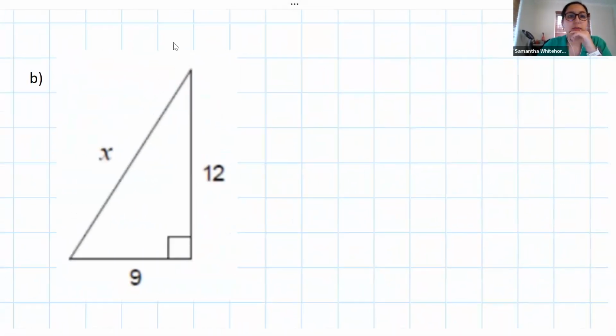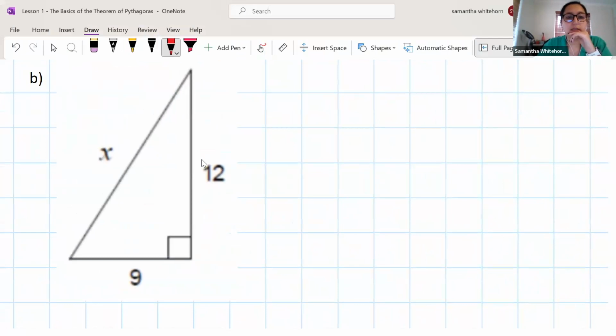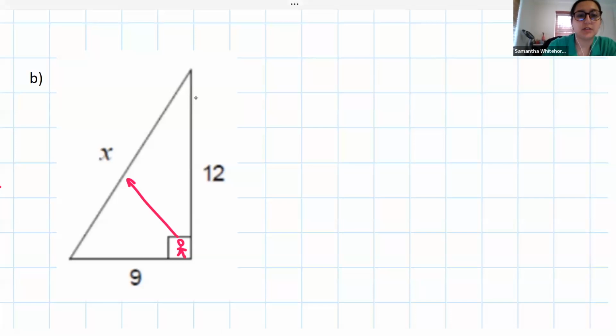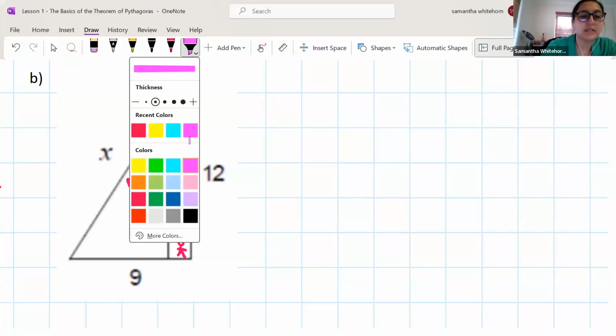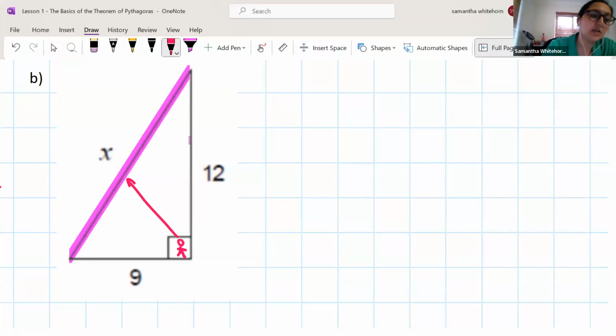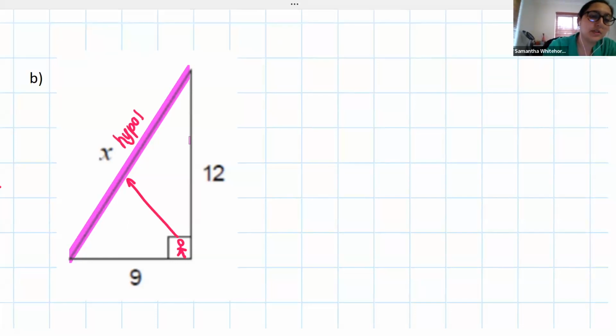So again, the first thing that we do is we imagine ourselves here at the 90-degree angle and we figure out which side is our hypotenuse. So look directly opposite you, side X is the hypotenuse. Now we can clearly see that is the side that we don't know, it's labeled X. And so we are once again looking for our hypotenuse.